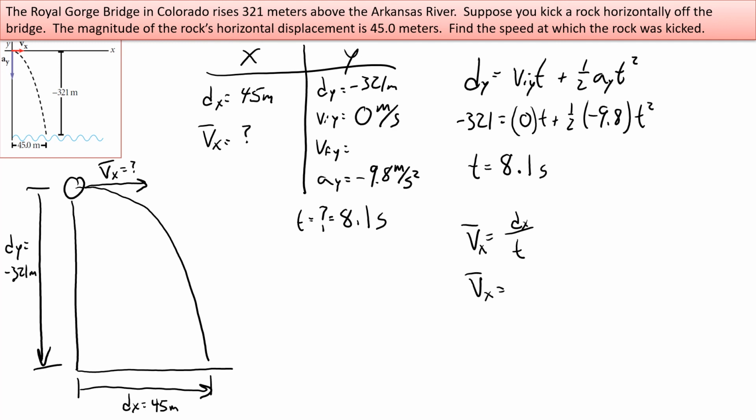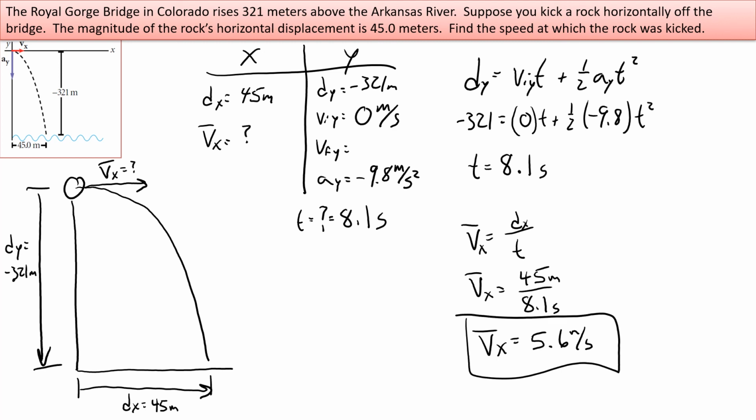And I know that's good news to some people because it's like, oh, Mr. Nangle, can I use this every single time? More often than not, I'm going to say, no, you got to look at the situation. But unless they tell you that you're accelerating in the x direction, I'll let you use this because you're not accelerating, so you can use this equation. And you'll get a horizontal velocity of only 5.6 meters per second. So you're just kicking the rock off the side of the bridge.